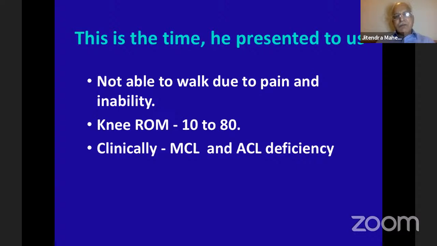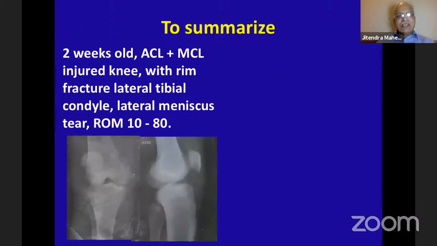And at that moment, the patient was not able to walk due to pain. He was barely walking with crutches, and knee range of motion was 10 to 80 degrees. And clinically, there was a medial side opening and also gross ACL deficiency. So this is what it is. A 20-year-old, 2 weeks down the line, nothing much done, fairly nicely investigated.